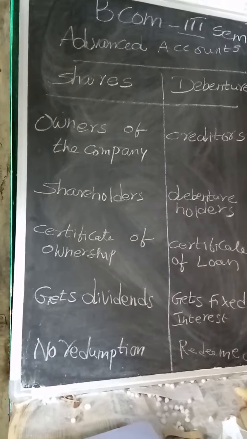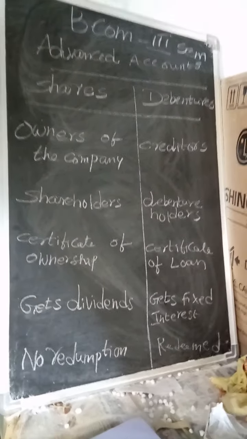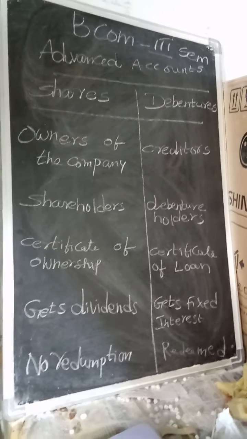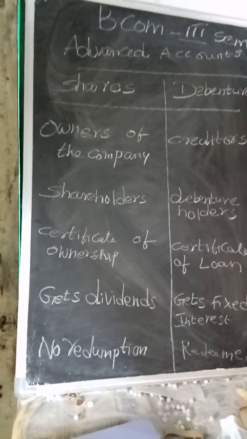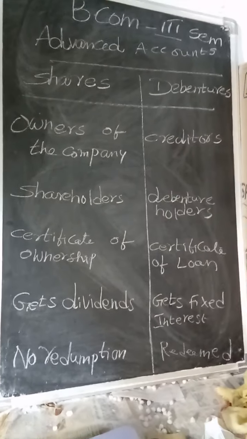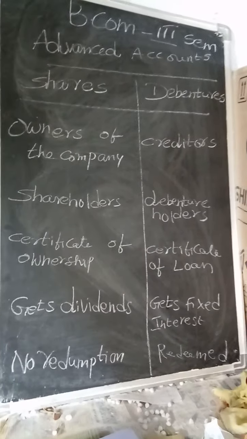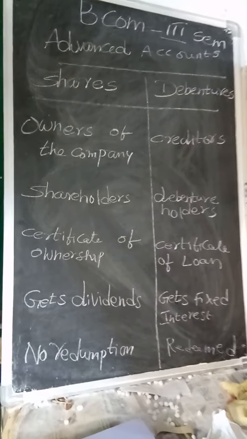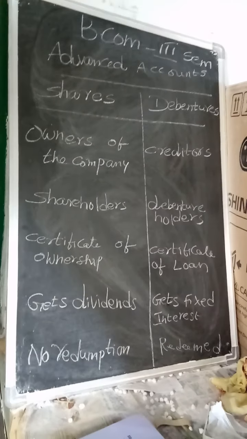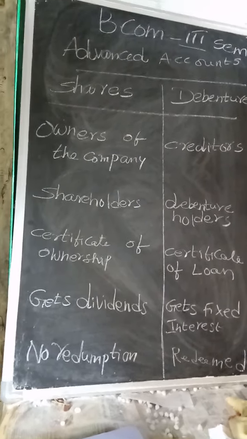We don't know how much dividend we are going to give this year, but whereas in case of debentures a fixed amount of interest will be paid to the debenture holders. Then convertibility. My dear students, you know, shares cannot be converted as debentures. Shares ఎప్పుడు కూడా debentures లాగా కన్వర్ట్ కావమ్మా. But debentures can be converted into shares. They are called as convertible debentures.